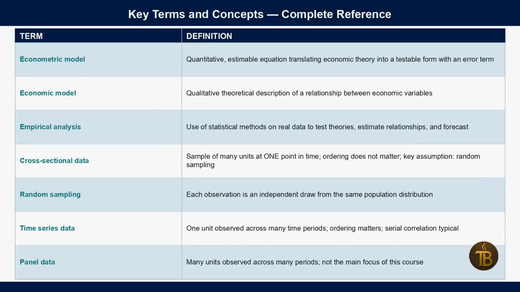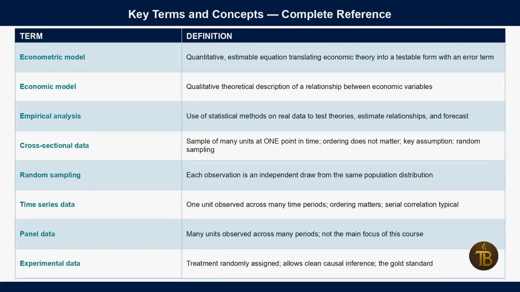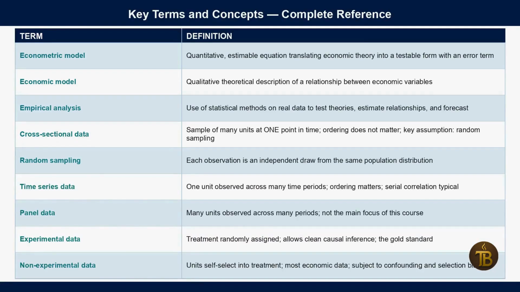Panel data: many units observed across many time periods, combining both dimensions, though it's not the main focus of this particular course. Experimental data: data where treatment is randomly assigned, allowing for clean causal inference. This is the gold standard. Non-experimental data: data where units self-select into treatment. This describes most economic data, and it's subject to confounding and selection bias.